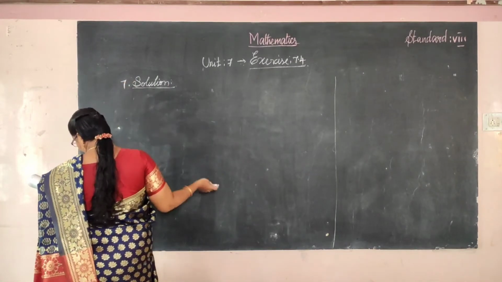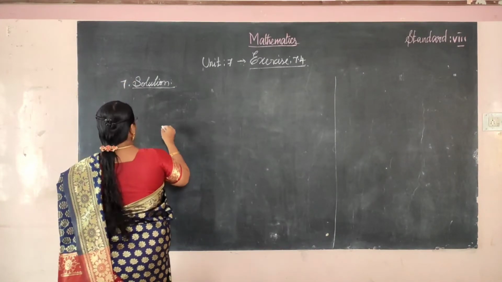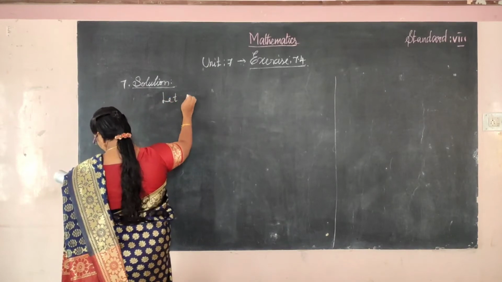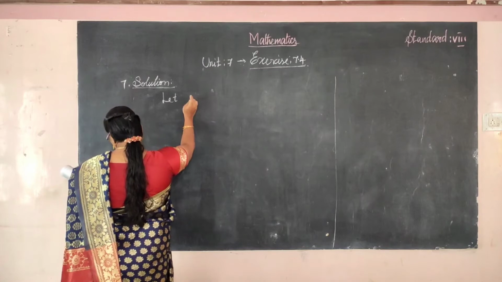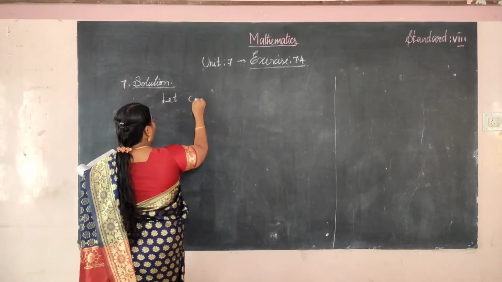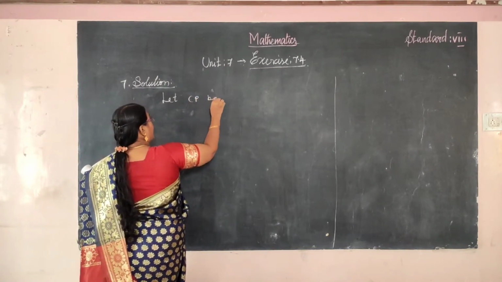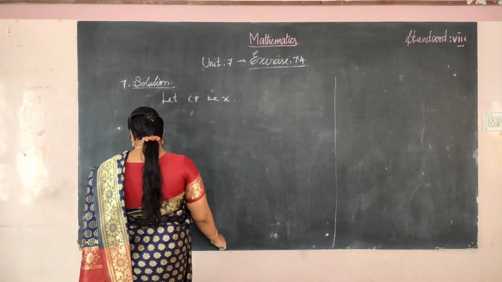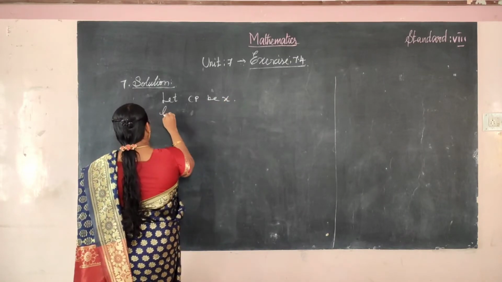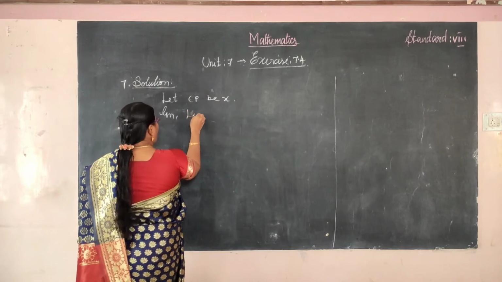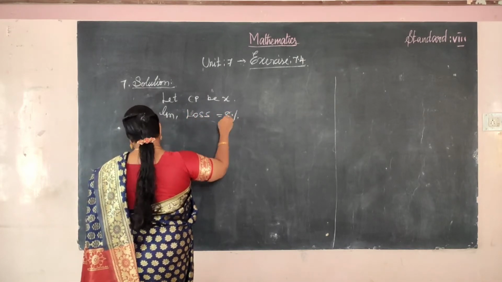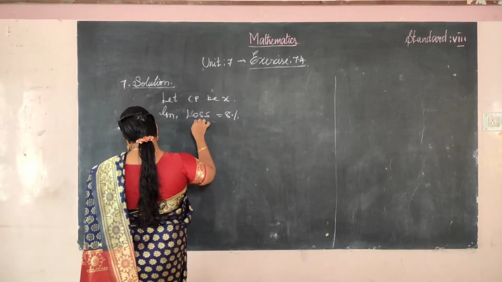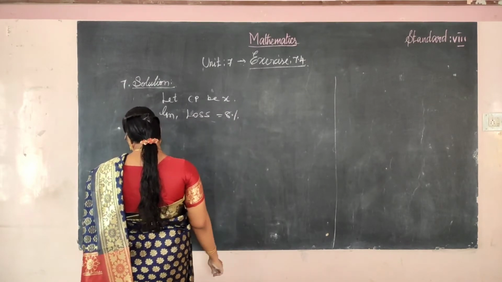7th one. So what data are given? We have to find out the gain percentage. Okay, we consider the cost price as x. Okay, CP means cost price. What data are given? Loss is equal to 8%. Okay, loss of 8%.